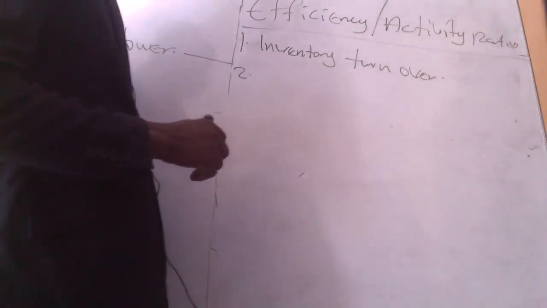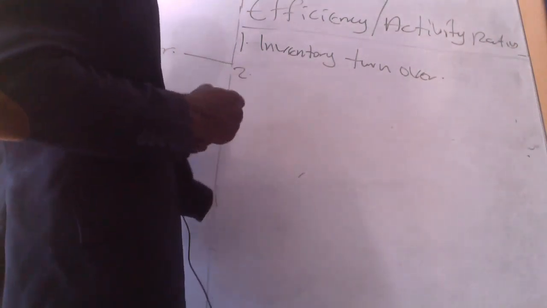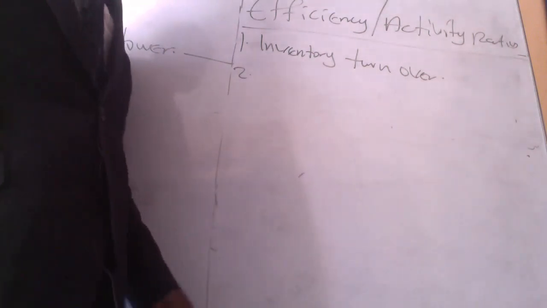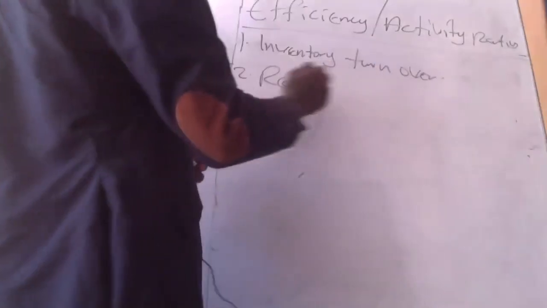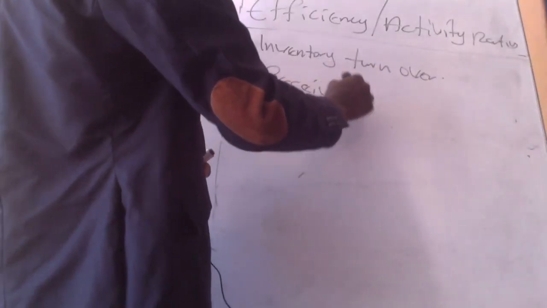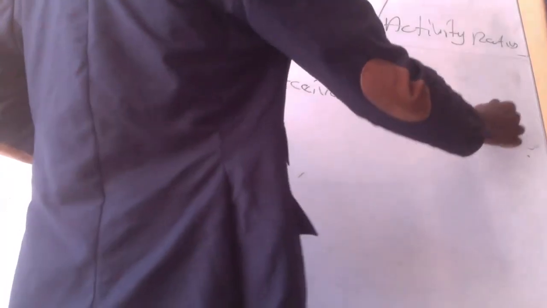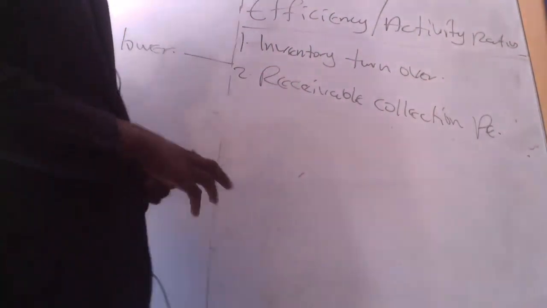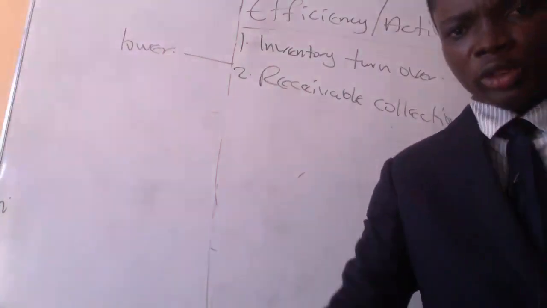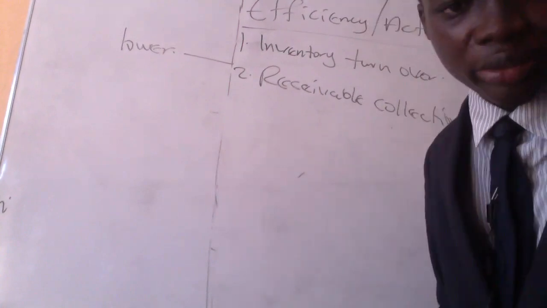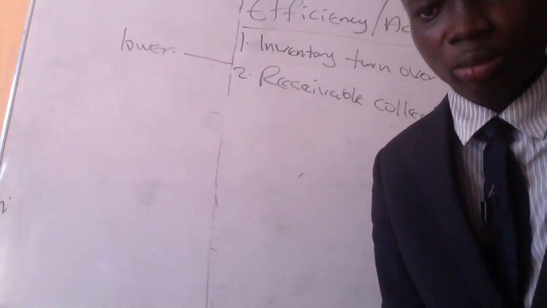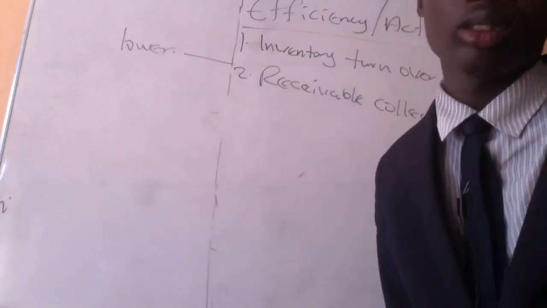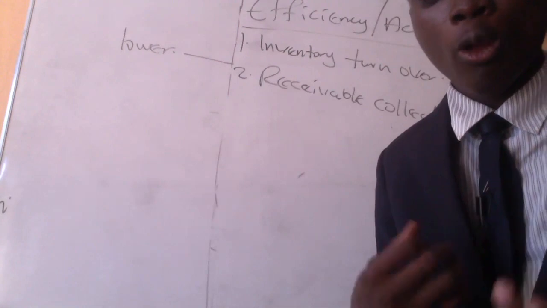efficiency or activity ratio. The second on the list, we are going to talk about receivable collection period. Receivable collection period. Now be with me. The receivable collection period talks about how long it will take you to collect your money from your customer.